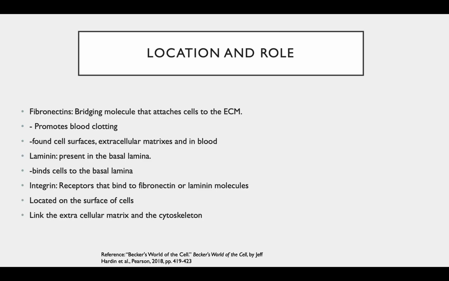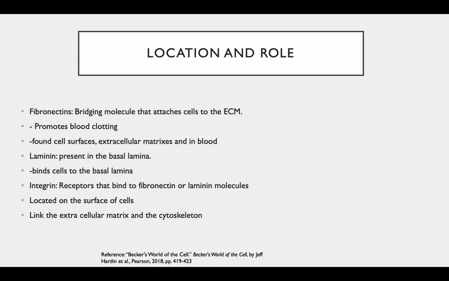Fibronectin is a bridging molecule that attaches cells to the extracellular matrix. It is found in cell surfaces, extracellular matrices, and in blood. It promotes blood clotting due to having several binding domains that recognize fibrin, the blood clotting protein, and it can attach blood platelets to fibrin as the blood clot forms.